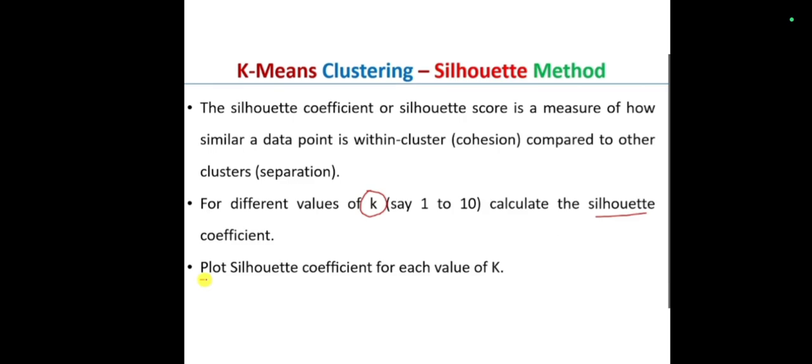Now we will discuss the second method to find the optimal value of k in k-means, that is the Silhouette method. The Silhouette coefficient or Silhouette score is a measure of how similar a data point is within its cluster, that is cohesion, compared to other clusters, that is separation. For different values of k, calculate the Silhouette coefficient and then plot the Silhouette coefficient for each value of k.